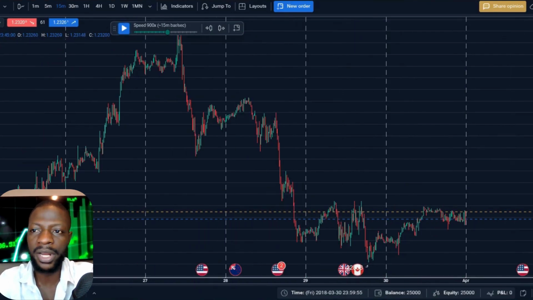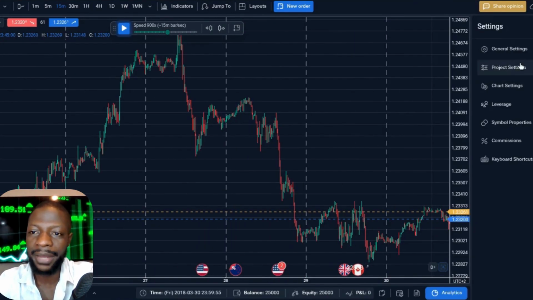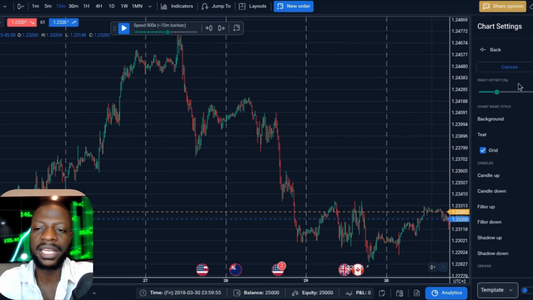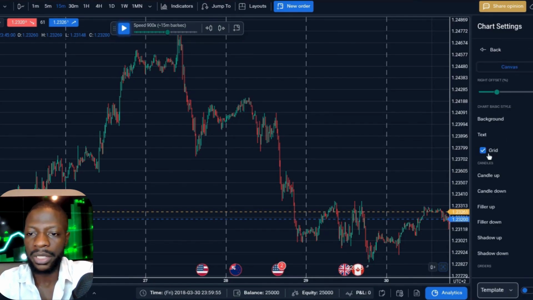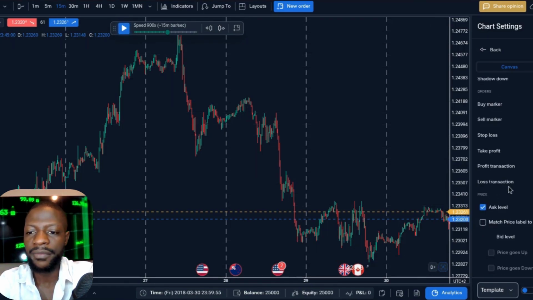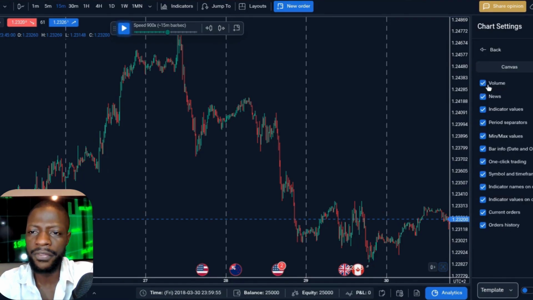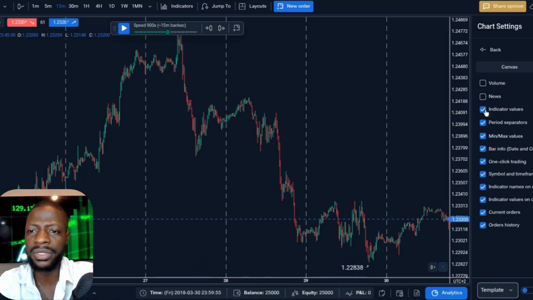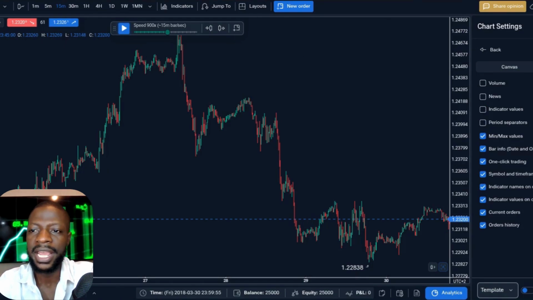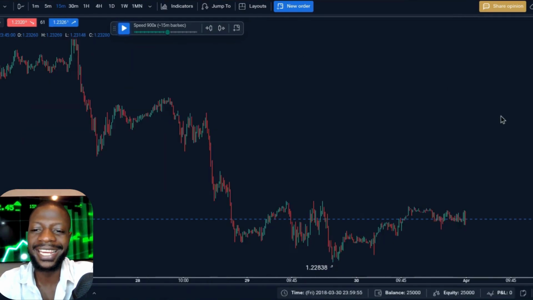And all that. So for me, what I like to do is clean up my chart. I like my chart very clean, so I come here and remove the grid. I remove the grid. I also remove the ask right here. Then I remove the volume, I remove the news, I remove the indicators right here, I remove the period separators, and my chart is clean.